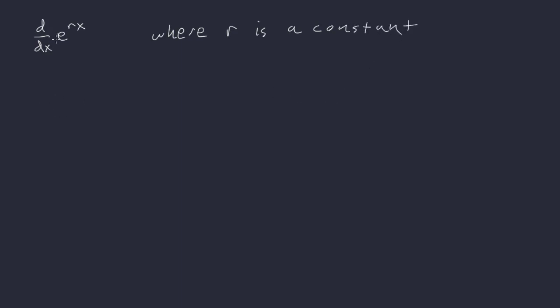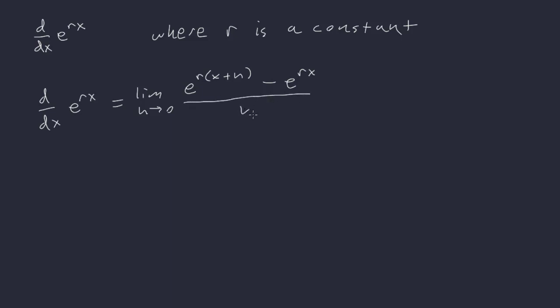Okay, well, we're going to have a similar starting process. We're going to set up our limit definition, so it's going to be the limit as h goes to 0 of e to the x. Well, we're replacing x with x plus h, so this is going to be e to the r times x plus h, minus e to the rx, all over h.